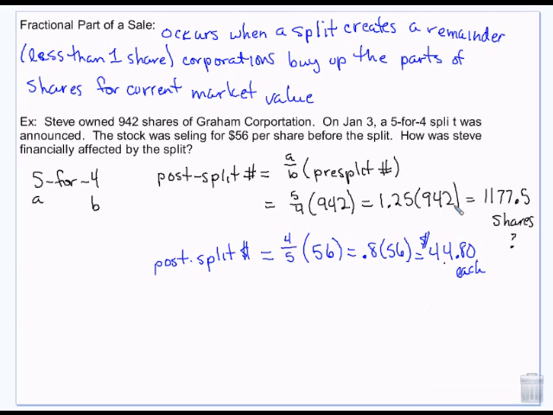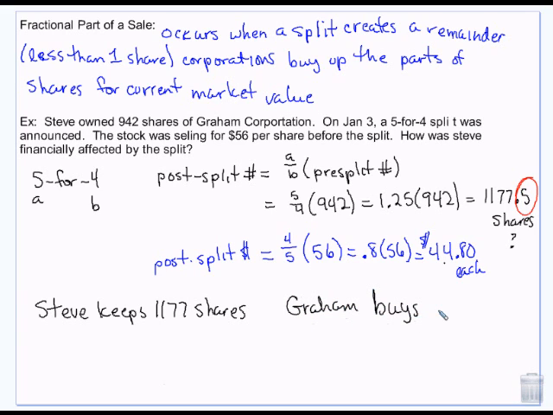Now, this is bothersome. You can't have half a share. So what happens is Steve keeps 1,177 shares and receives a check for the half. Graham buys the 0.5 share at $22.40. So Steve keeps 1,177 shares and gets $22.40.